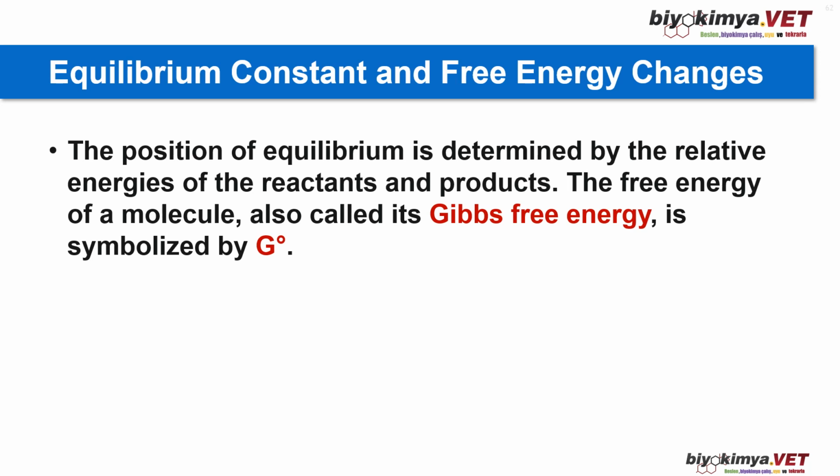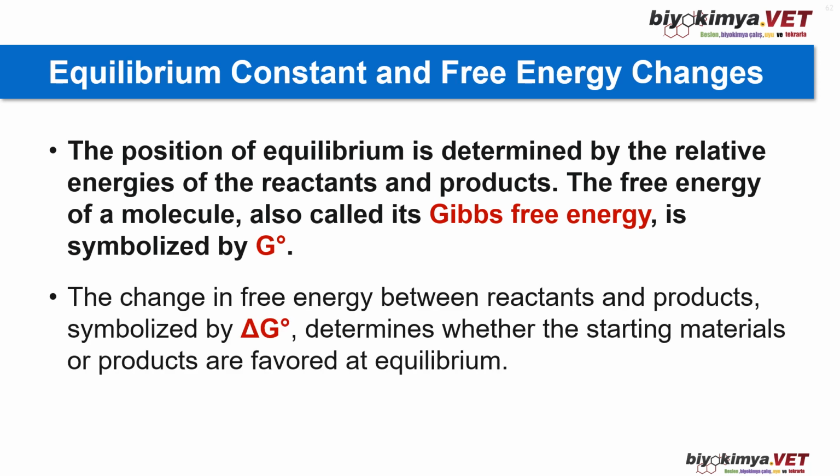The position of equilibrium is determined by the relative energies of the reactants and products, and the free energy of a molecule, also called its Gibbs free energy, which is symbolized by G. And the Gibbs free energy also means the free enthalpy or free energy. It was established by Josiah Willard Gibbs, an American scientist, and he contributed significantly to the disciplines of physics, chemistry, and mathematics.